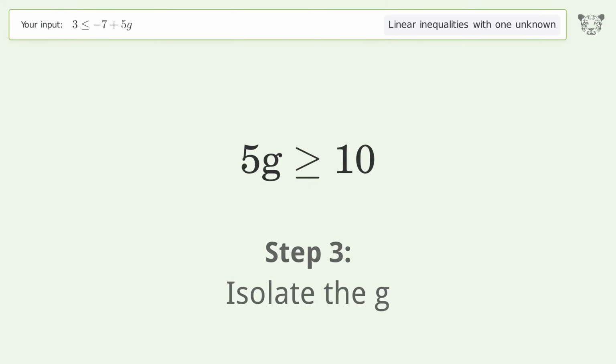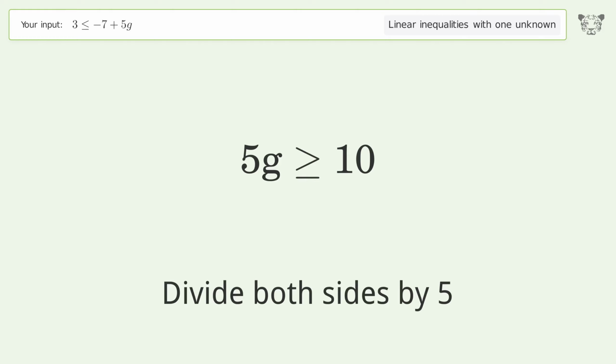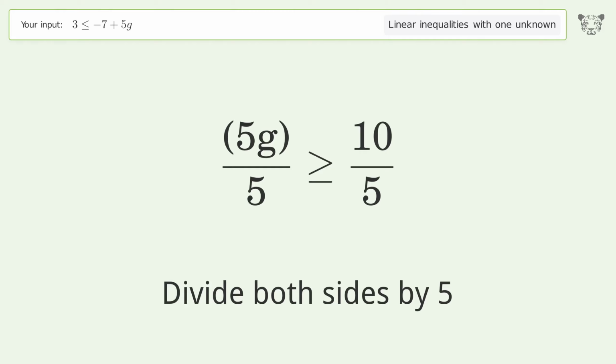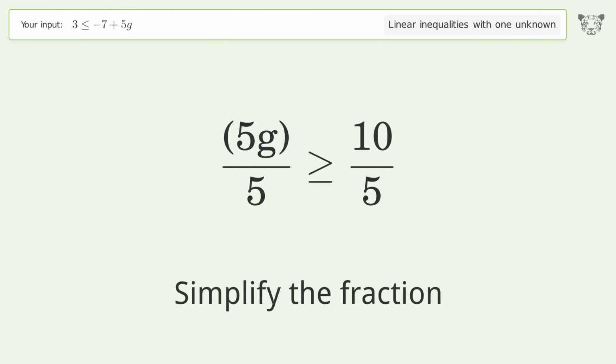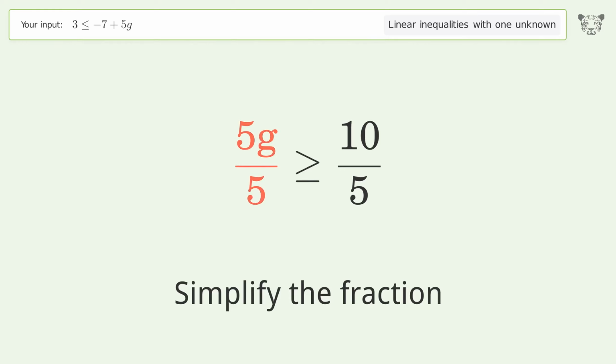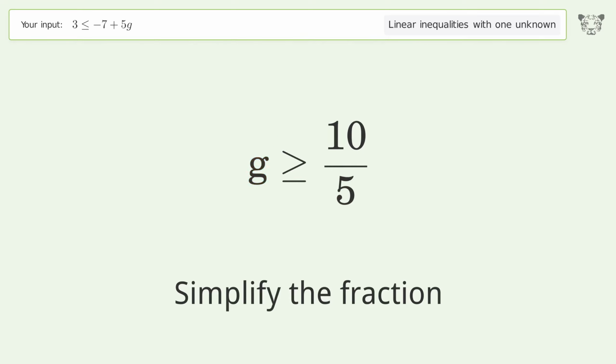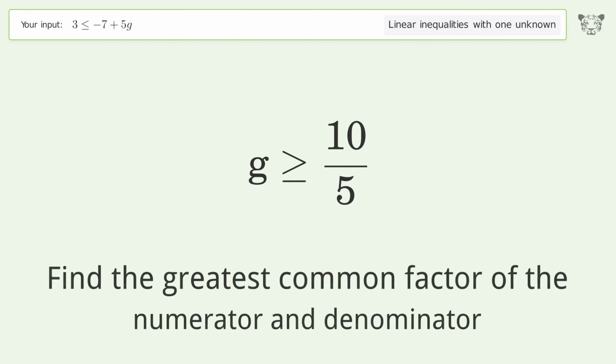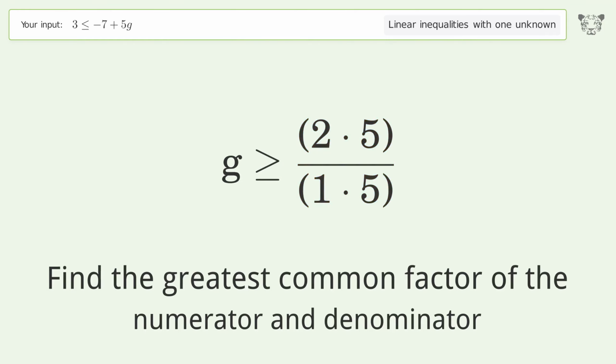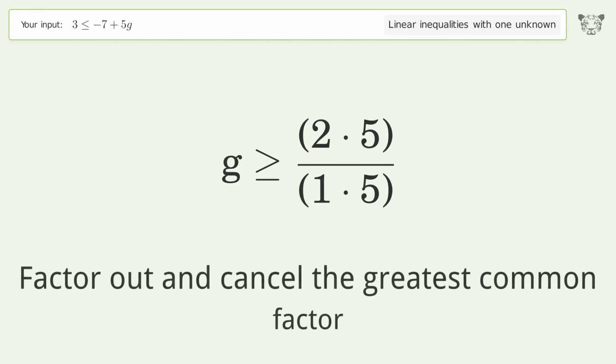Isolate the g. Divide both sides by 5. Simplify the fraction. Find the greatest common factor of the numerator and denominator. Factor out and cancel the greatest common factor.